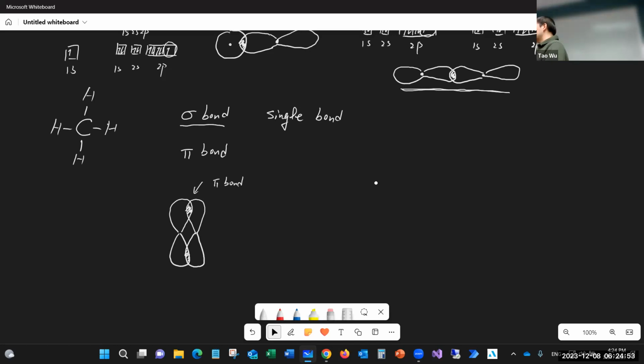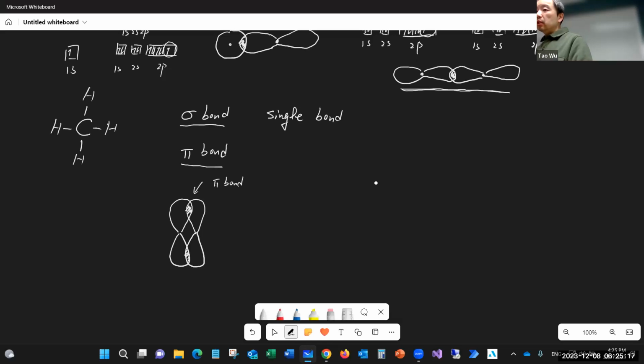But the 2 p head-to-head overlap is called a sigma bond. Okay, so this is very important. Please remember this. So where can we find the pi bond? The pi bond can only show up in double bonds and triple bonds.